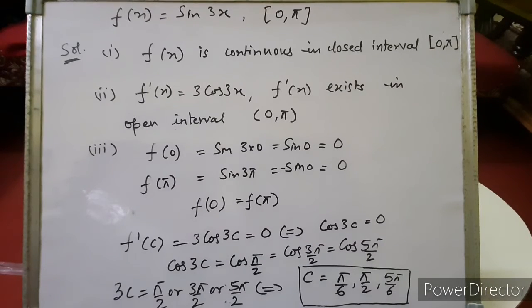Right, children? So we have to take all the values which lie in the interval 0 to π. So cos 3c = 0 gives 3c = π/2, 3π/2 and 5π/2. When we divide by 3, the value of c will be π/6, π/2 and 5π/6. Right, children? Understood? Note down, please.